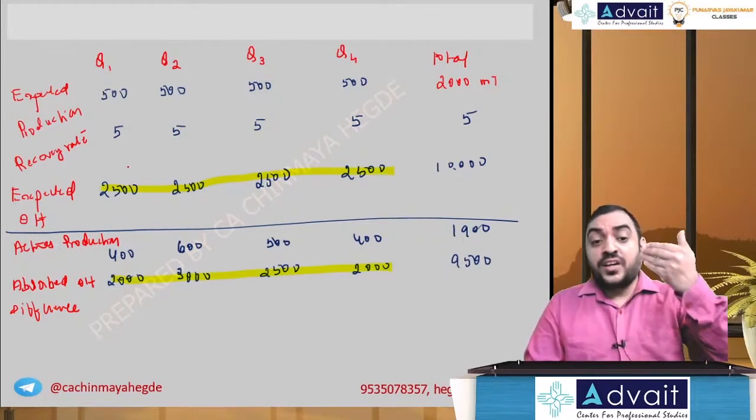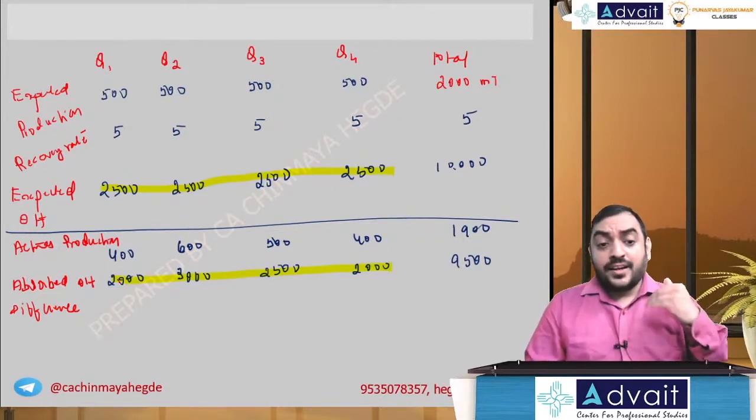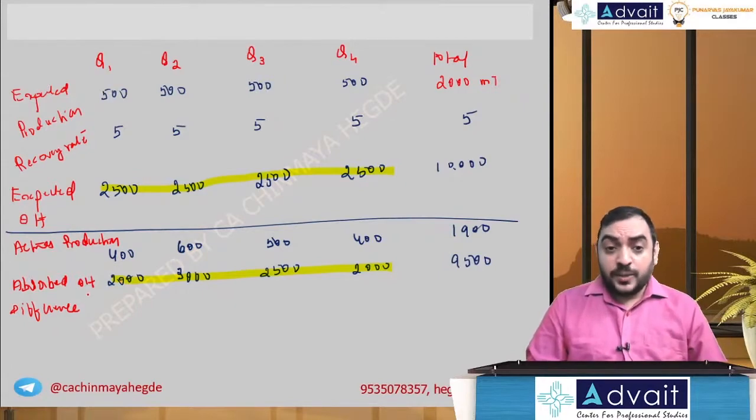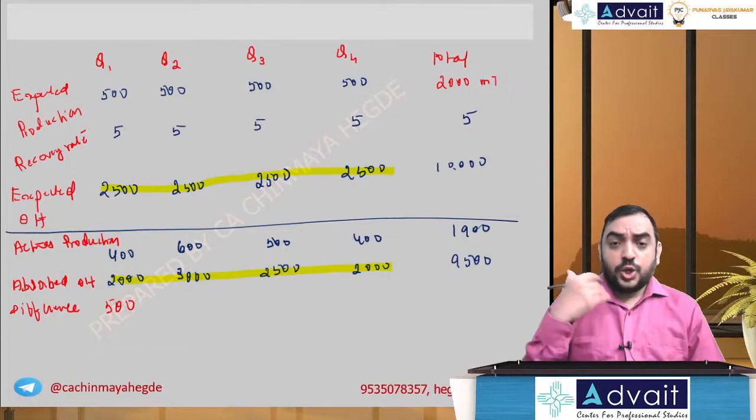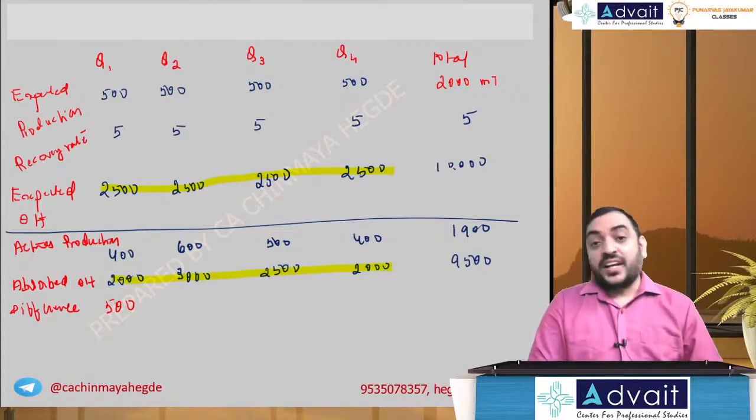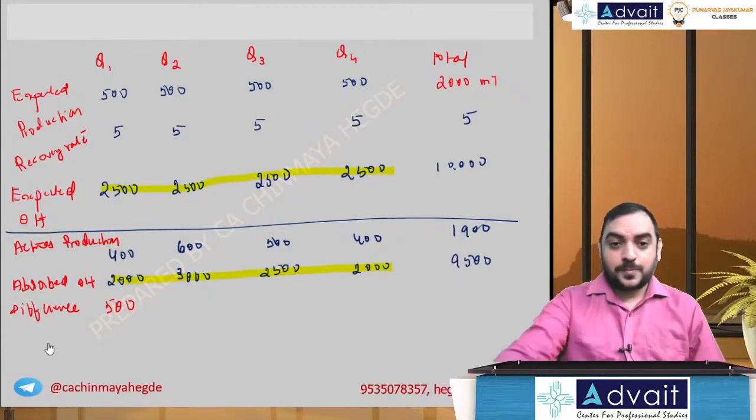So expected overhead is 2,500 and absorbed overhead is 2,000. Can you tell me what this 500 will be called as? Difference is 500, but what do you call this? 2,500 is expected overheads, but 2,000 is actual absorbed overheads. So what do you call the difference, 500 as?